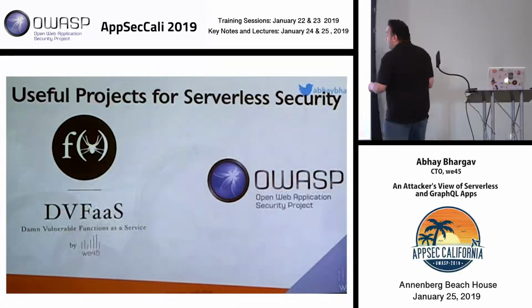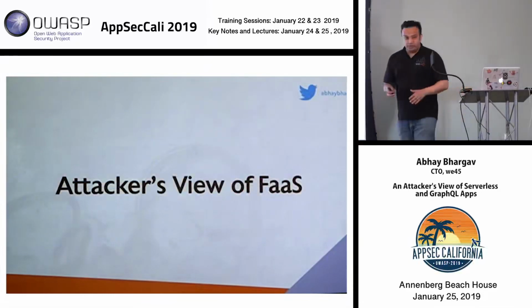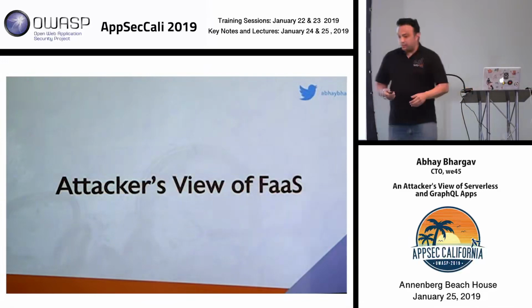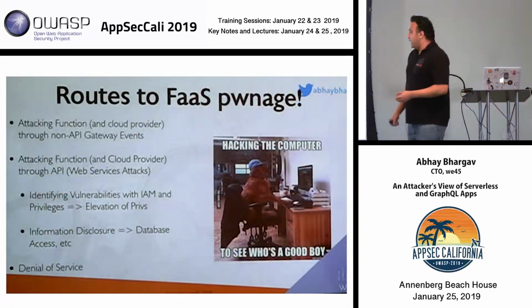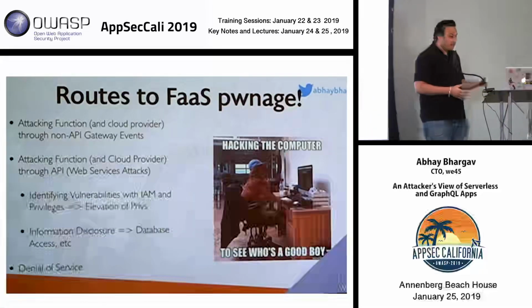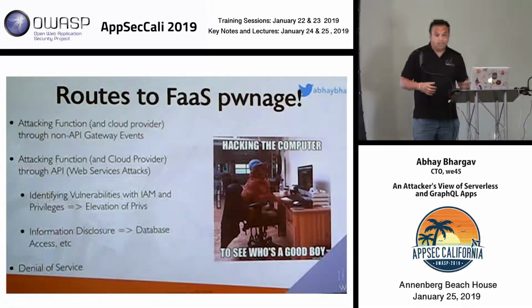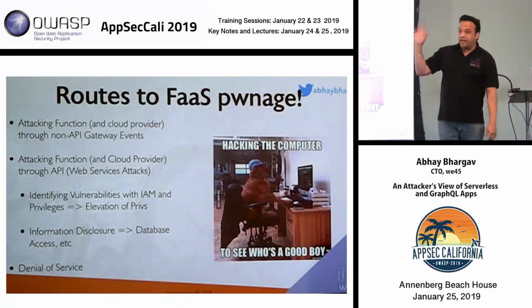Really doesn't matter. So let's start with the attacker's view. I have a few demos here, and then with GraphQL, and then we can go on. So essentially with functions as a service, like I mentioned before, I think one of the bigger attack vectors that we're going to see moving forward is attacking the functions that are non-HTTP or non-API gateway driven.